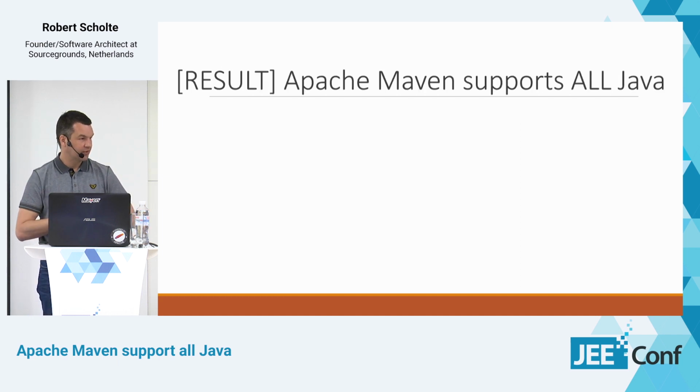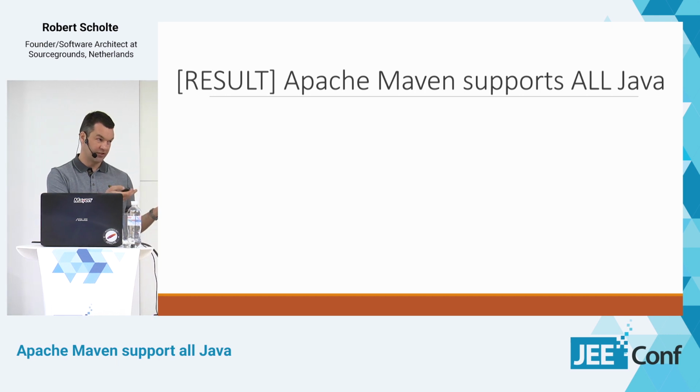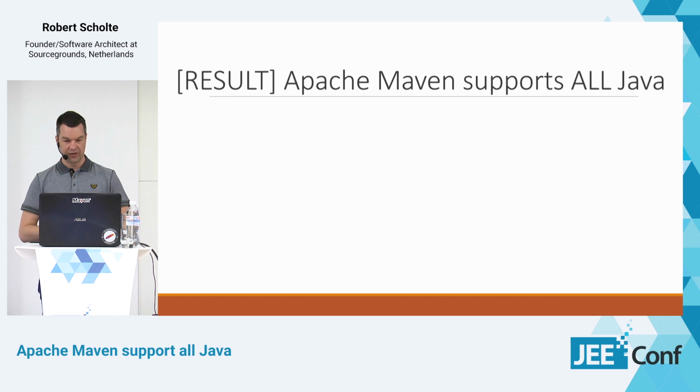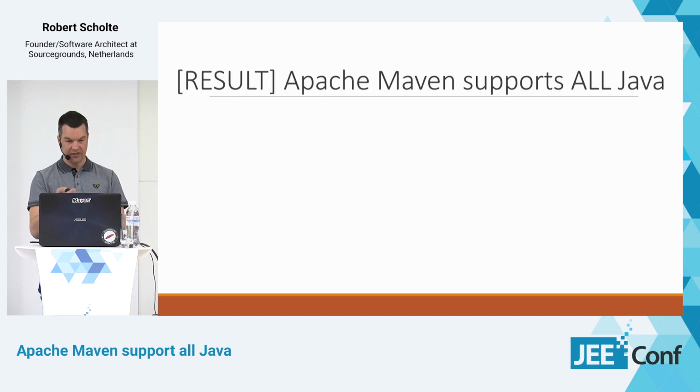So with that, the result is Apache Maven supports all Java. As I showed you, all the old Java versions are supported, as well as the newest ones. With that, I'm almost finished. I showed you one slide, but I will keep that until the end. Are there any questions right now?